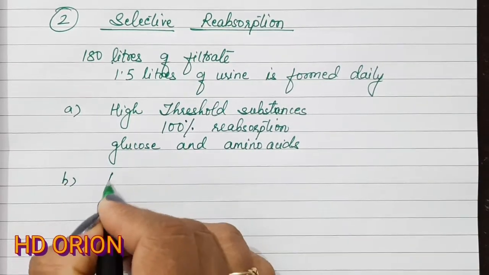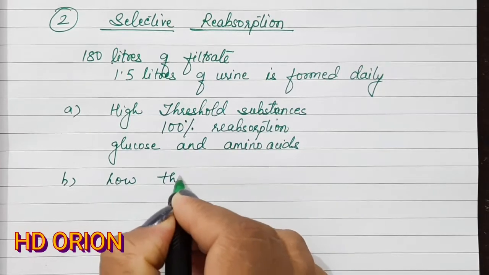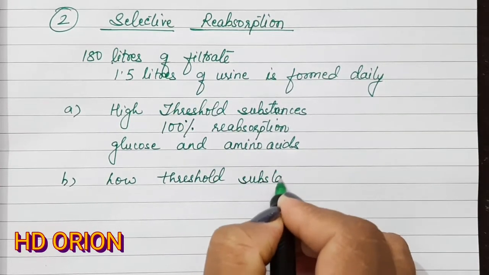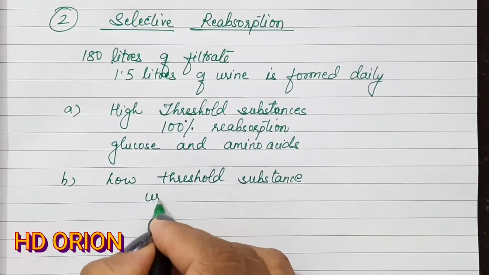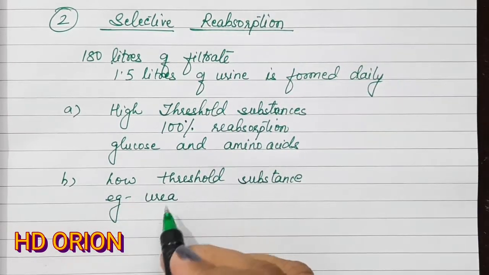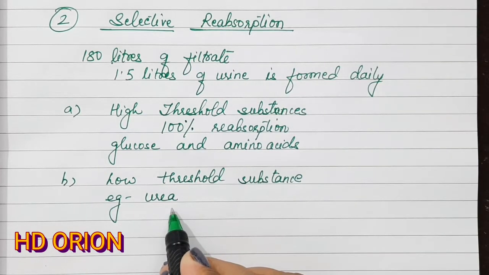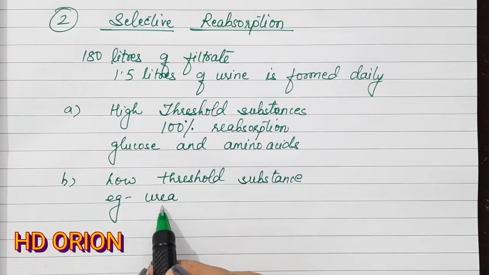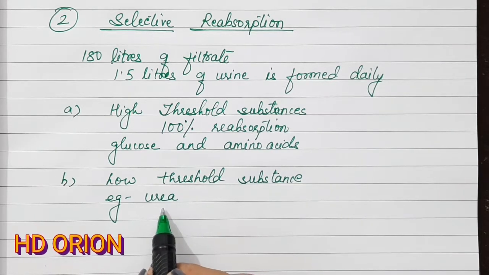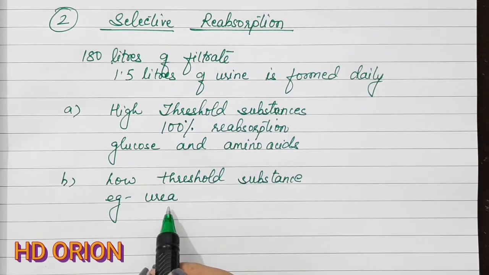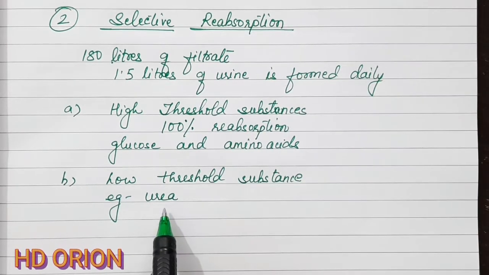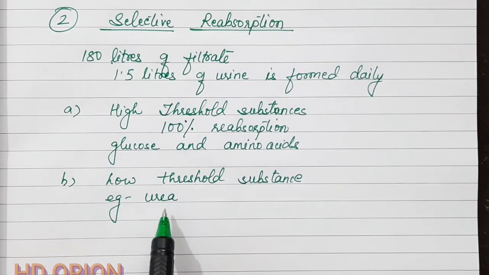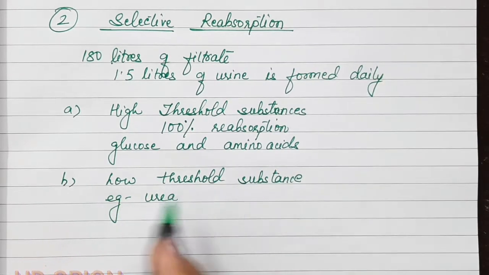Then there is low threshold substance, in which urea is an example. Urea, however, is the nitrogenous waste whose removal is done in urine, but actually urea is also reabsorbed in minute quantities, and this maintains the osmotic concentration, and this helps in reabsorption of water also. This urea which is reabsorbed can be recycled again, and thus it is a low threshold substance.